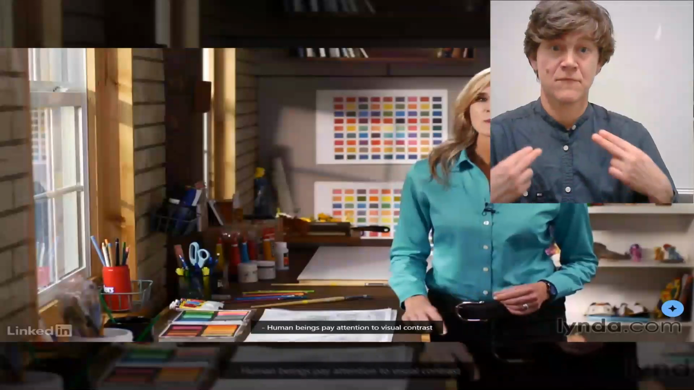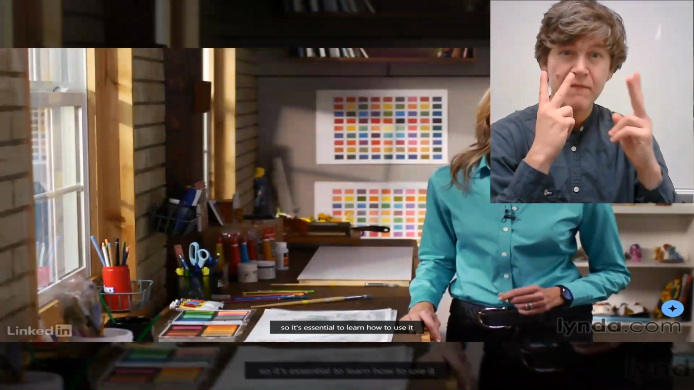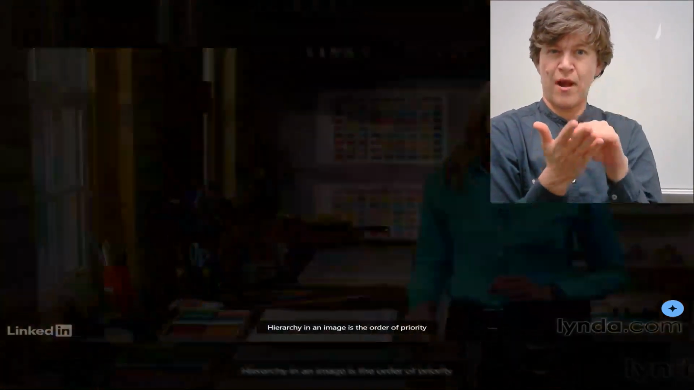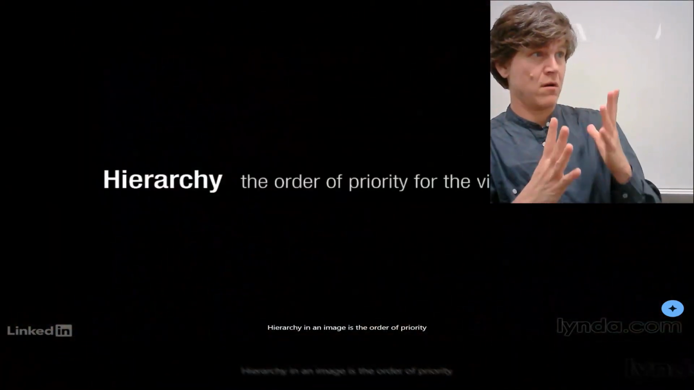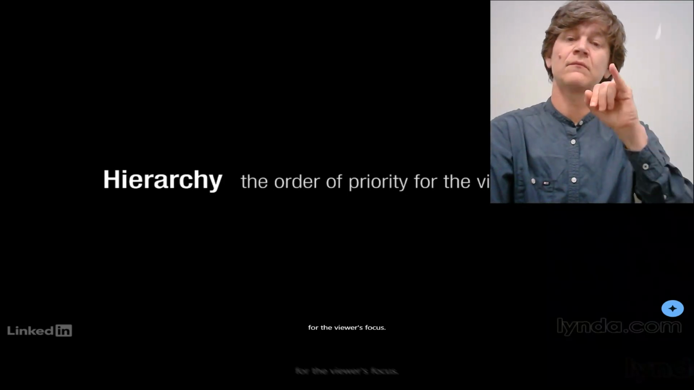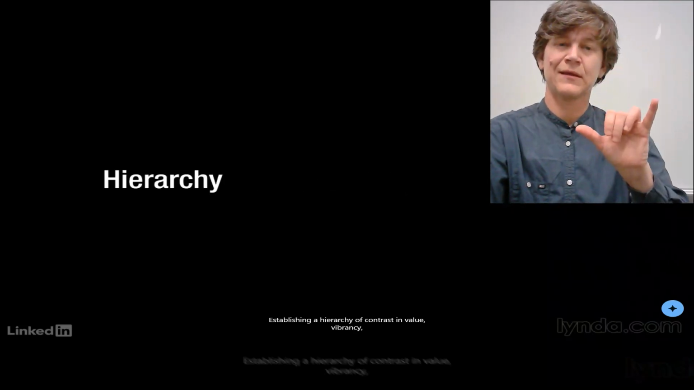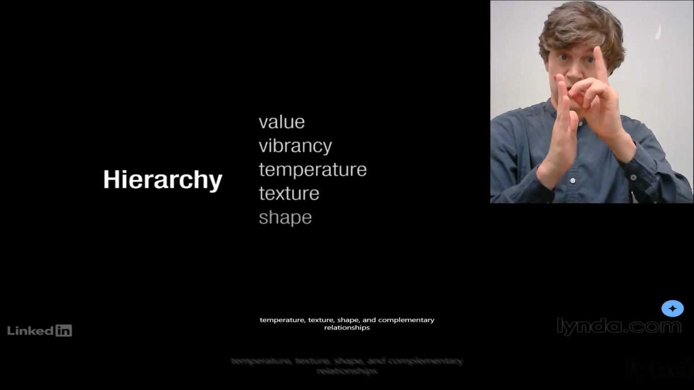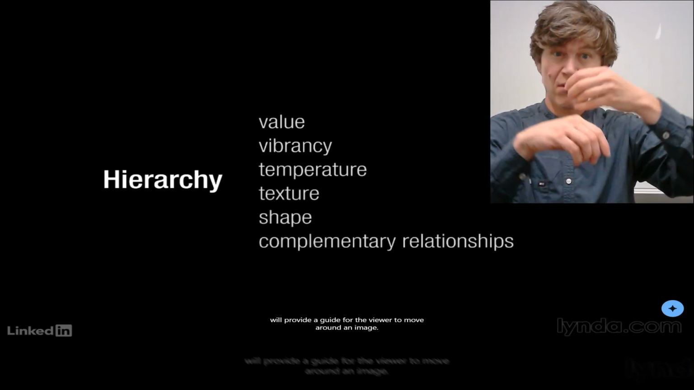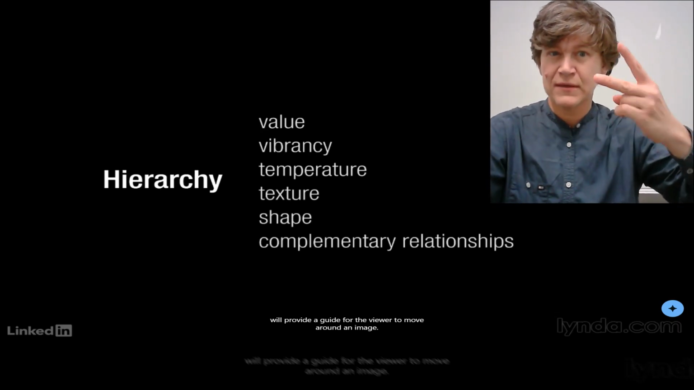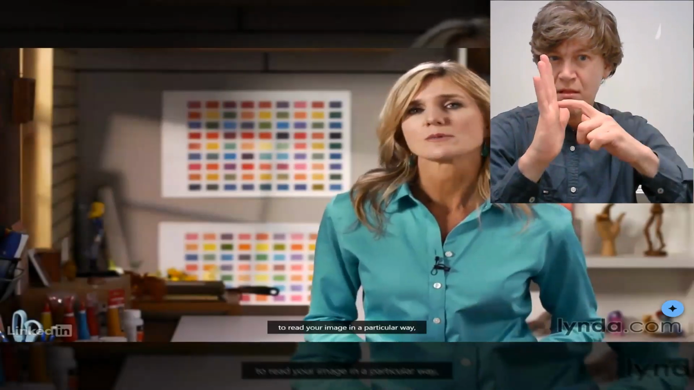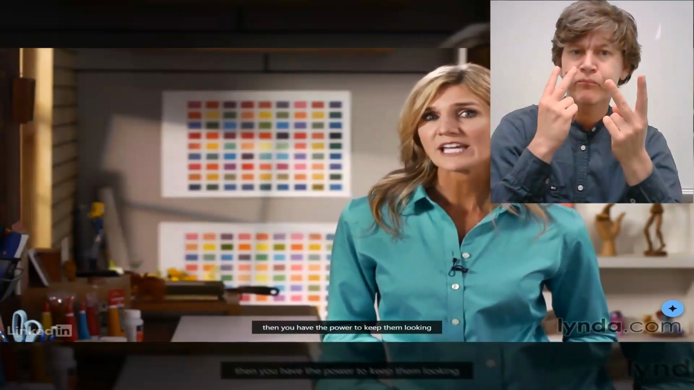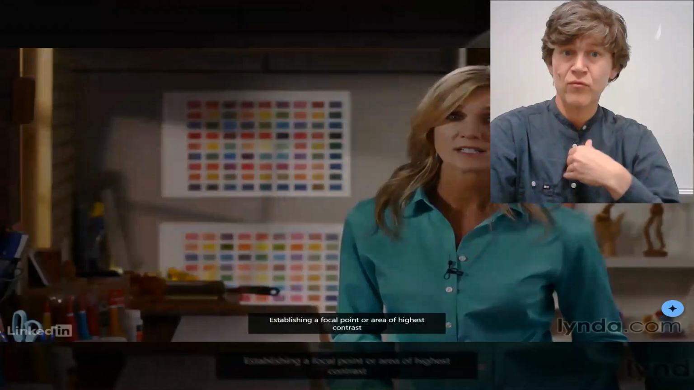Human beings pay attention to visual contrast and are drawn to it, so it's essential to learn how to use it to draw a viewer into an invented world. Hierarchy in an image is the order of priority for the viewer's focus. Establishing a hierarchy of contrast in value, vibrancy, temperature, texture, shape, and complementary relationships will provide a guide for the viewer to move around an image. If you can nudge someone to read your image in a particular way, then you have the power to keep them looking and perceiving longer.